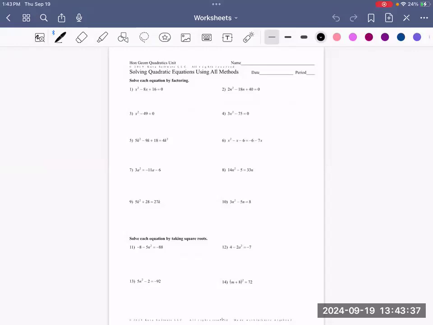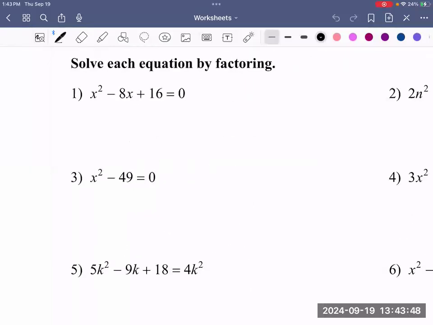So first thing to do when we're solving by factoring is that we always want to make sure our quadratic function is set equal to 0. You'll notice that the first two are set equal to 0, so that's less work for us. By that point, we can actually start to factor.